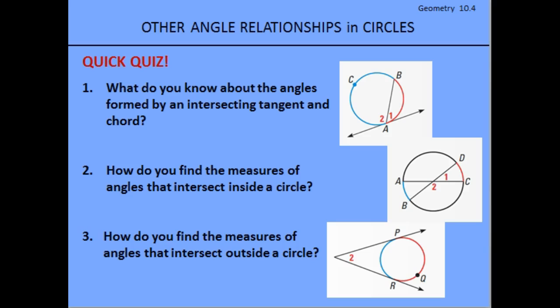Number 2. How do you find the measures of angles that intersect inside a circle? Pause and make sure that you get the answer correct before you hear mine, because here it comes. You have to add the arcs together and divide by 2. Number 3, how do you find the measures of angles that intersect outside a circle? Remember what that rule was? You're going to subtract the smaller from the larger, divide by 2. So we're adding, we're subtracting.